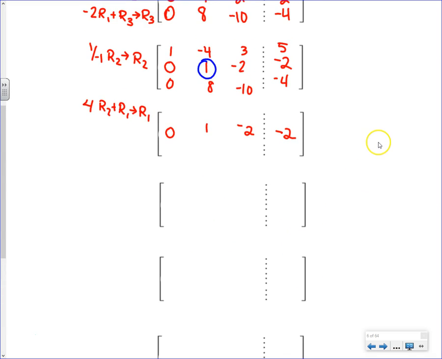Okay, so what'd you guys write down for the third row? Good. Negative 8 times row 2, plus row 3 into row 3. You're just kind of setting the goal. Where am I trying to go? What am I trying to do? Okay.